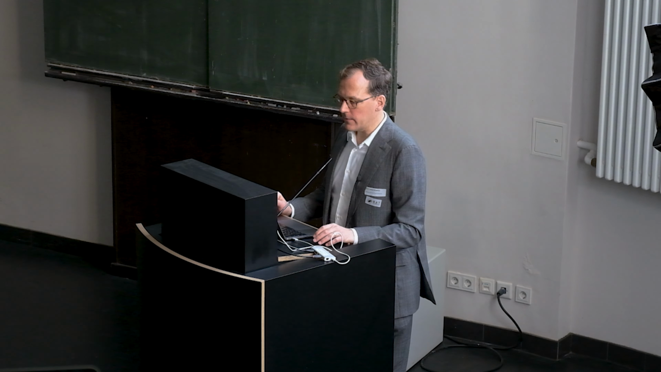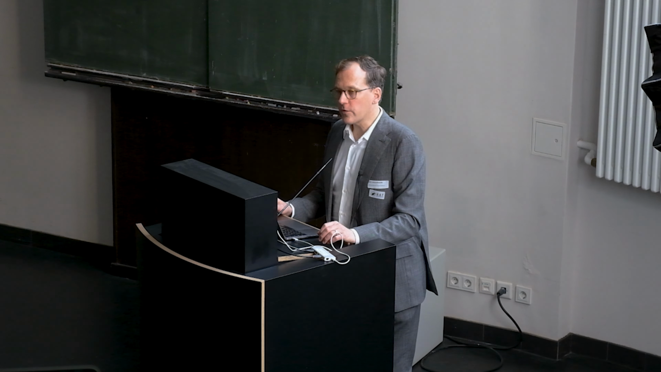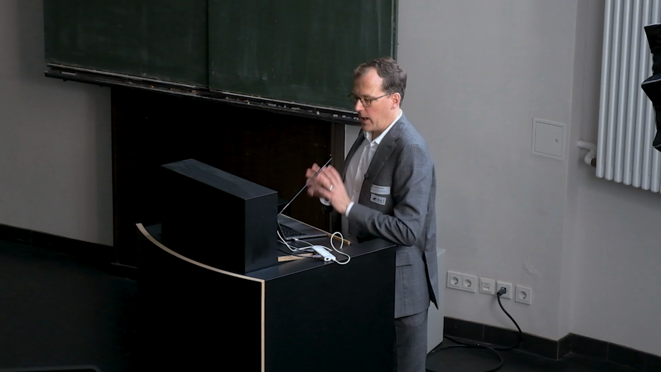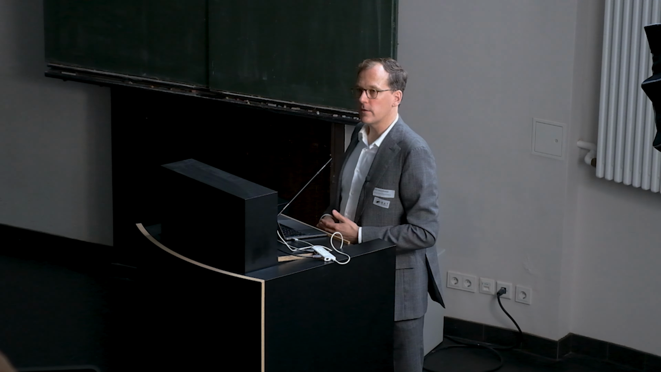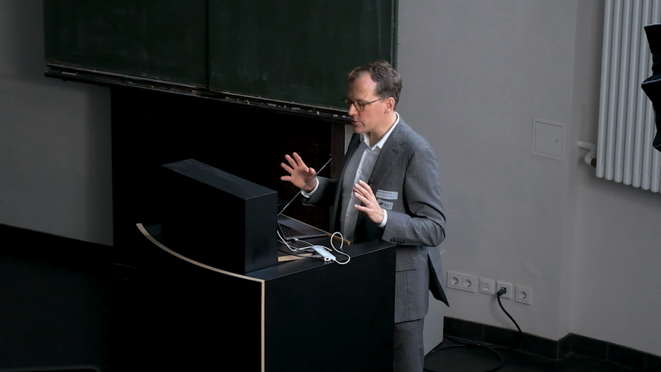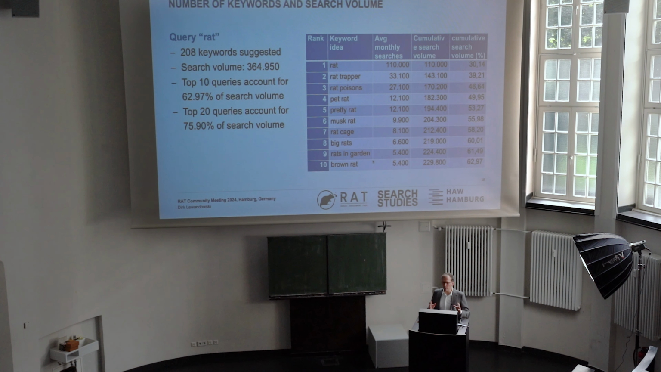I want to illustrate that with an example. So here I focus just on the keyword red. The system gives us 208 different keywords with a total search volume, which is the average search volume in Google for that particular locale. So in this case, it's Germany. No, it was UK, I think. Anyway, per month, around 360,000 times one of these queries is entered. So we have popular and unpopular queries in that set as well.